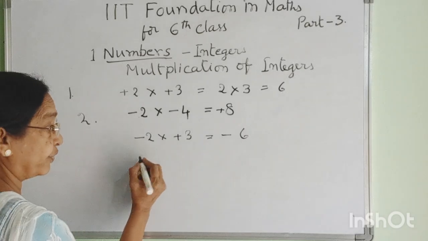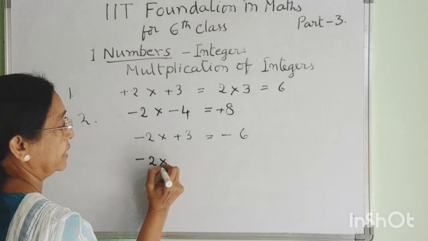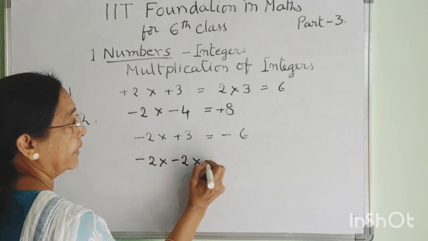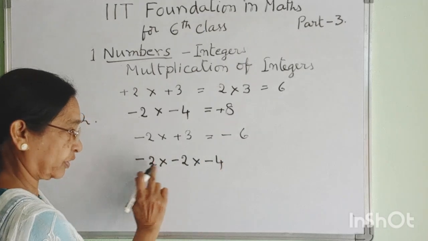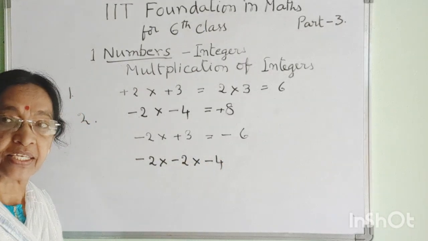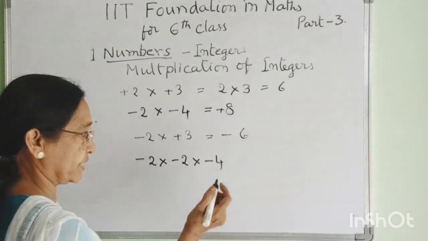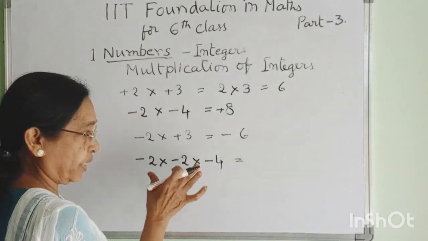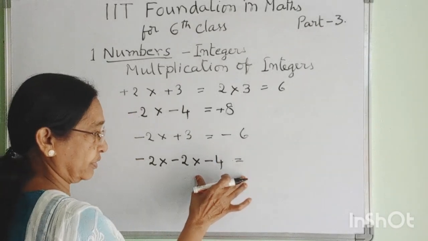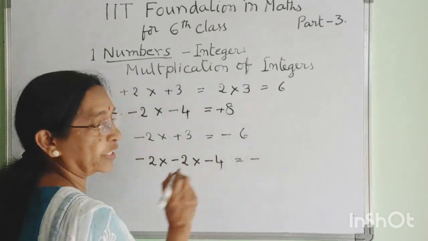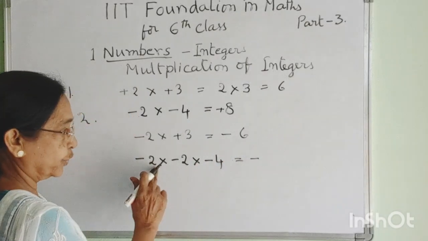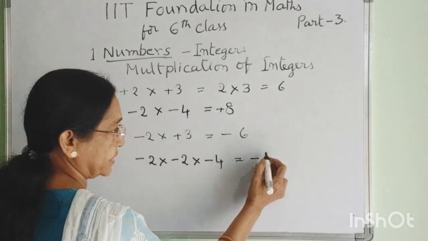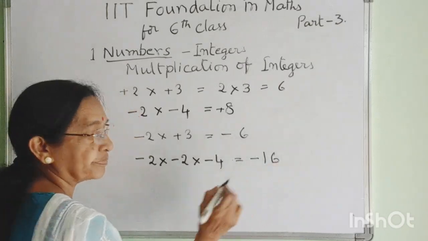The product of three negative integers is again a negative integer. The product of an odd number of negative integers is a negative integer. 2 into 4, 4 into 4 is 16, so minus 16.